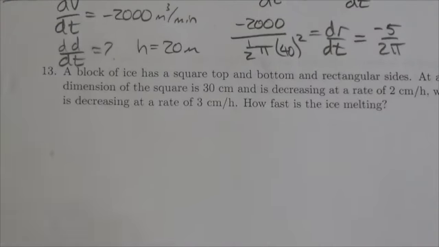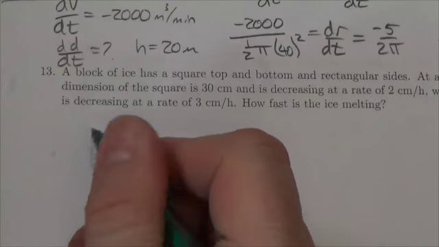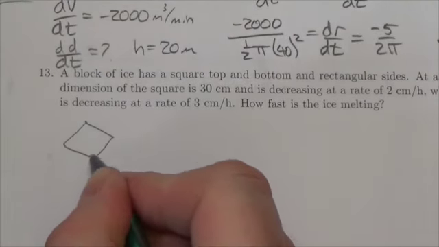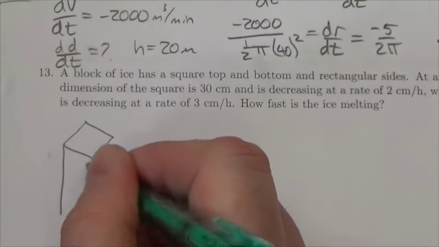Okay, hi everybody. This is the Math 31 applications review. This is question 13. It says a block of ice has a square top. Okie dokie, let's just take a quick look at this. So square top and rectangular sides.